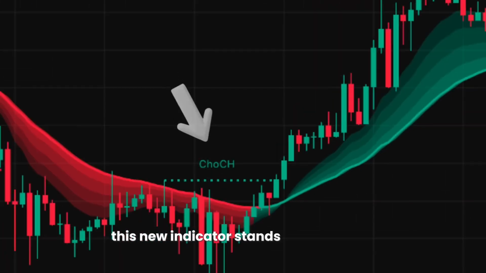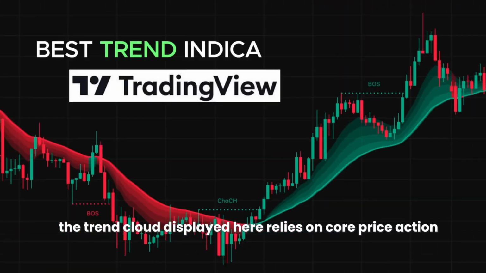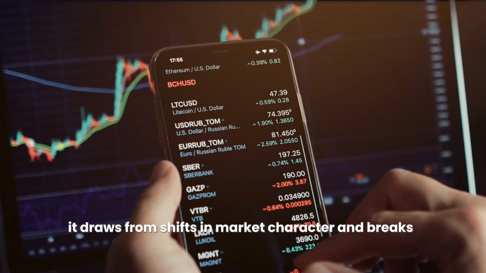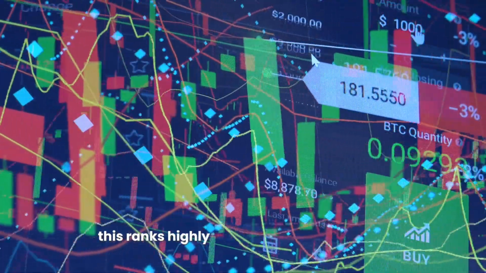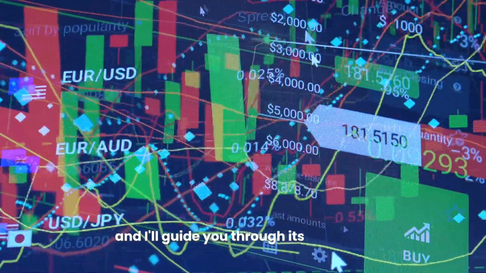This new indicator stands out remarkably. The trend cloud displayed here relies on core price action principles. It draws from shifts in market character and breaks in structure. Among TradingView's trend tools, this ranks highly. Let's apply the indicator now, and I'll guide you through its application.